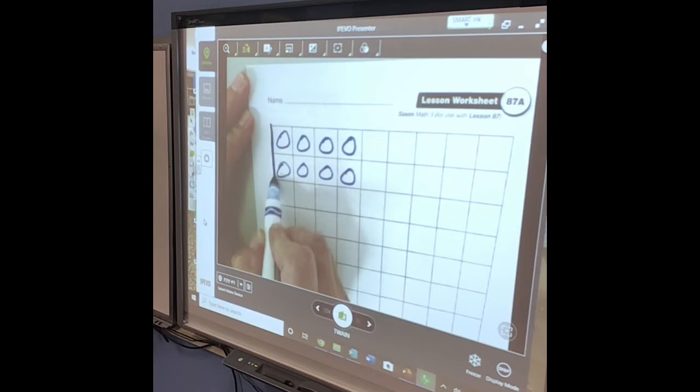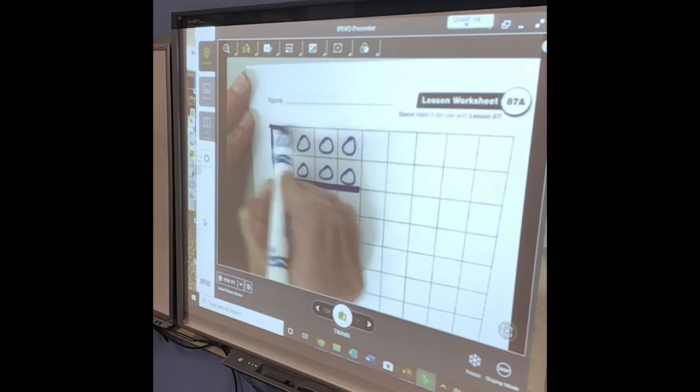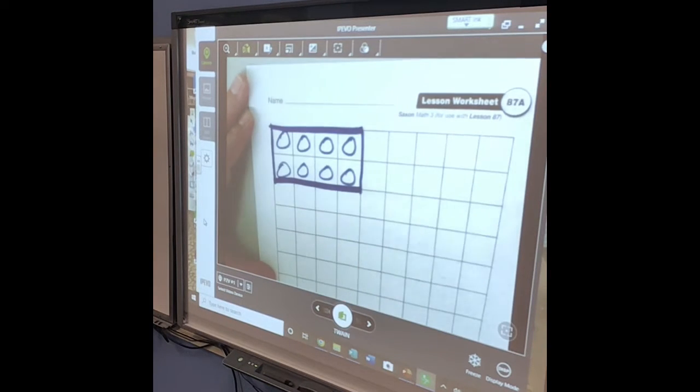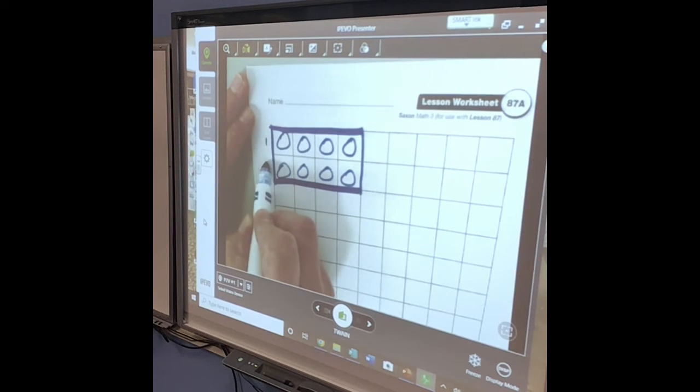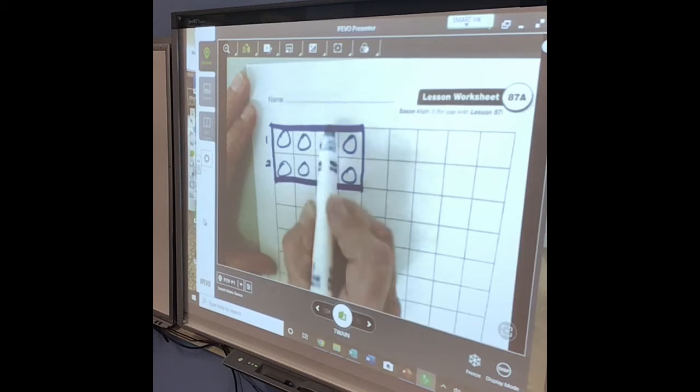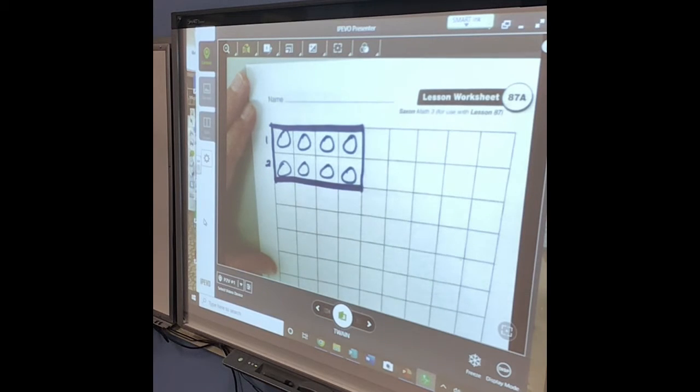We have a box of candies like this. Okay? How many rows do we have? Now remember, rows are the ones that go across. So we have 1, 2 rows. Now, how many columns do we have? Right, we have 1, 2, 3, 4 columns.